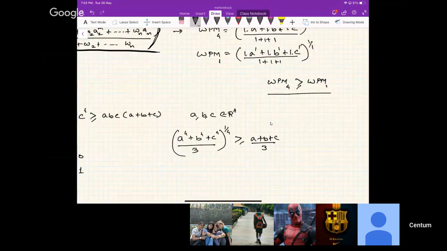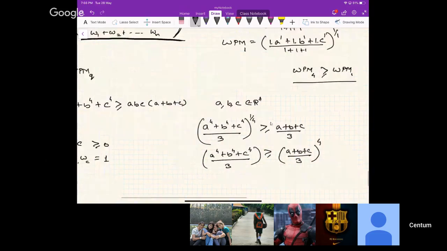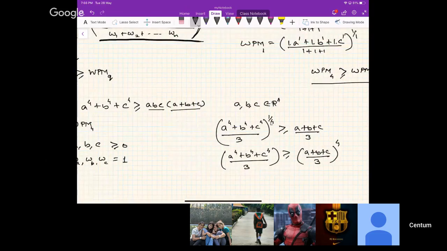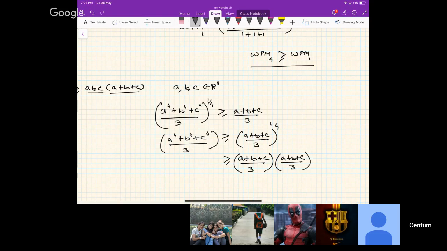Now, if you raise both sides to the power 4, you will get (a4 plus b4 plus c4) divided by 3 is greater than equal to ((a plus b plus c) by 3) whole to the power 4. Correct? So what was our target? We need abc and a plus b plus c. So let one a plus b plus c come out of it. So the right hand side is (a plus b plus c) by 3 times ((a plus b plus c) by 3) to the power 3.